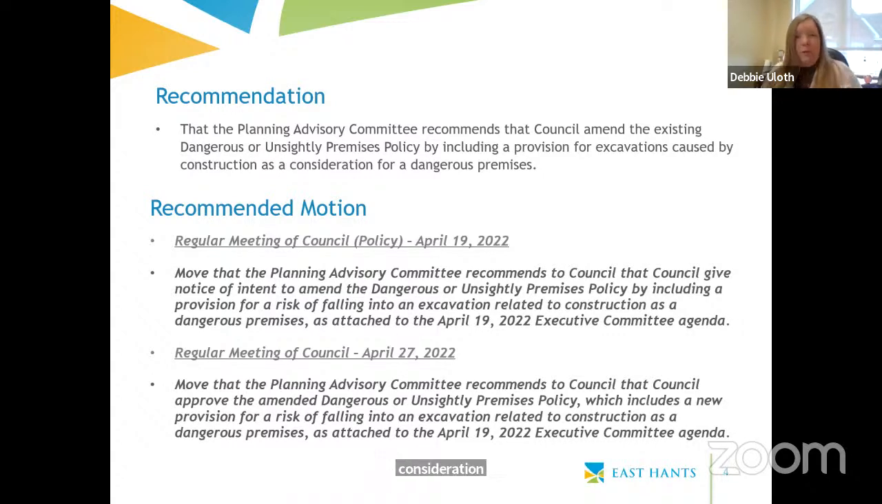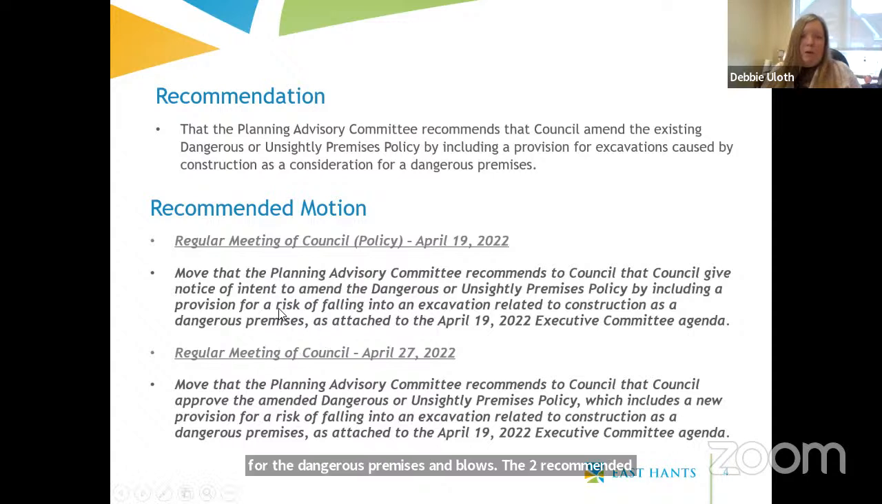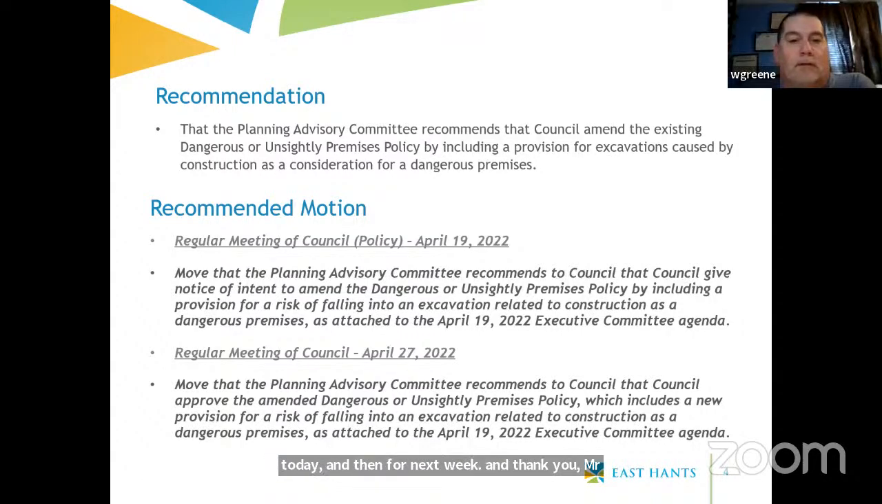And below are the two recommended motions, one for the regular meeting of council policy today and then for next week. And thank you, Mr. Chair. Thank you, Debbie. Is anyone prepared to move the recommended motion? I guess that's not till the council meeting today, policy meeting. Is there any discussion on this?